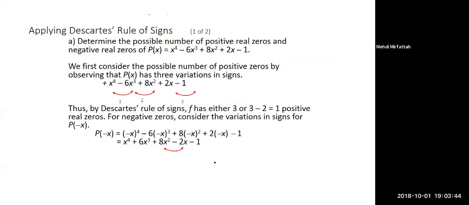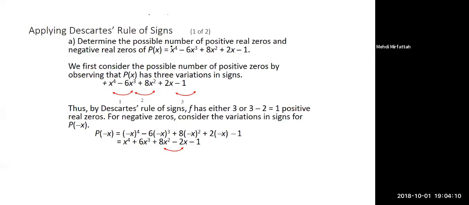Now, let's take a look at this first example. We want to use this to take a look at P of x. P of x equals x to the power of 4 minus 6x to the power of 3 plus 8x to the power of 2 plus 2x minus 1. The first thing you do, you just want to write this in order, which is already in order. Basically, go from left to right and see which of these would change sign.